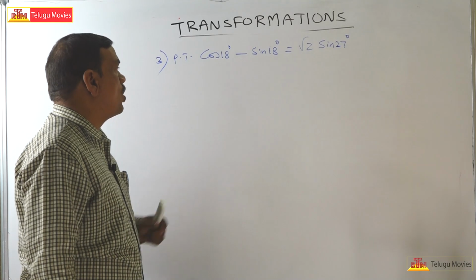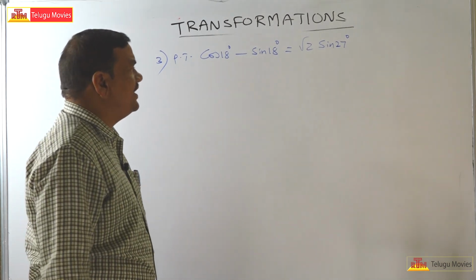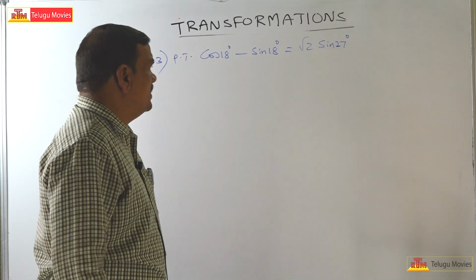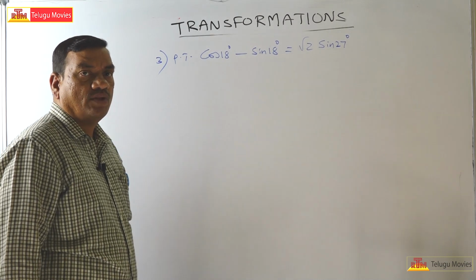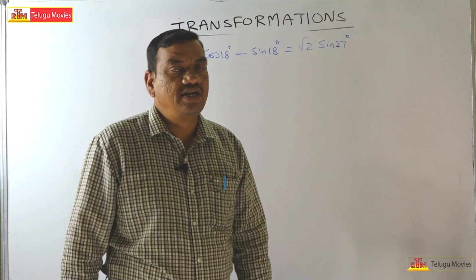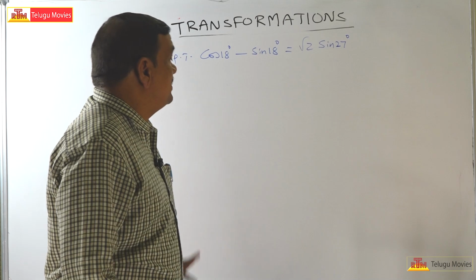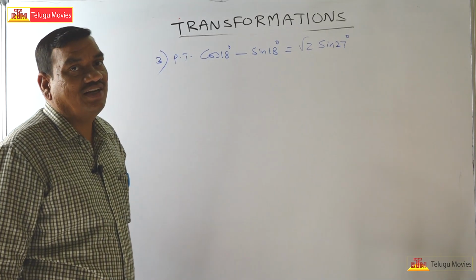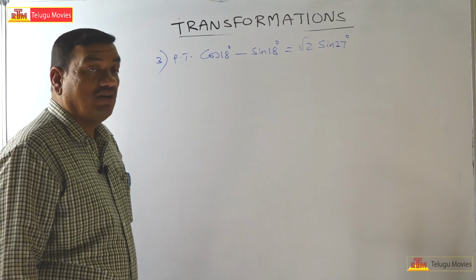Welcome to the next problem. Here the problem is cos 18 degrees minus sin 18 degrees is equal to root 2 sin 27 degrees. We have to prove that. Generally, if the problem is given like that, students immediately think of the cos 18 value and sin 18 value, root 3 minus 1 by 2 root 2. But what about sin 27 degrees? We don't know the sin 27 degrees value, we have to derive it.